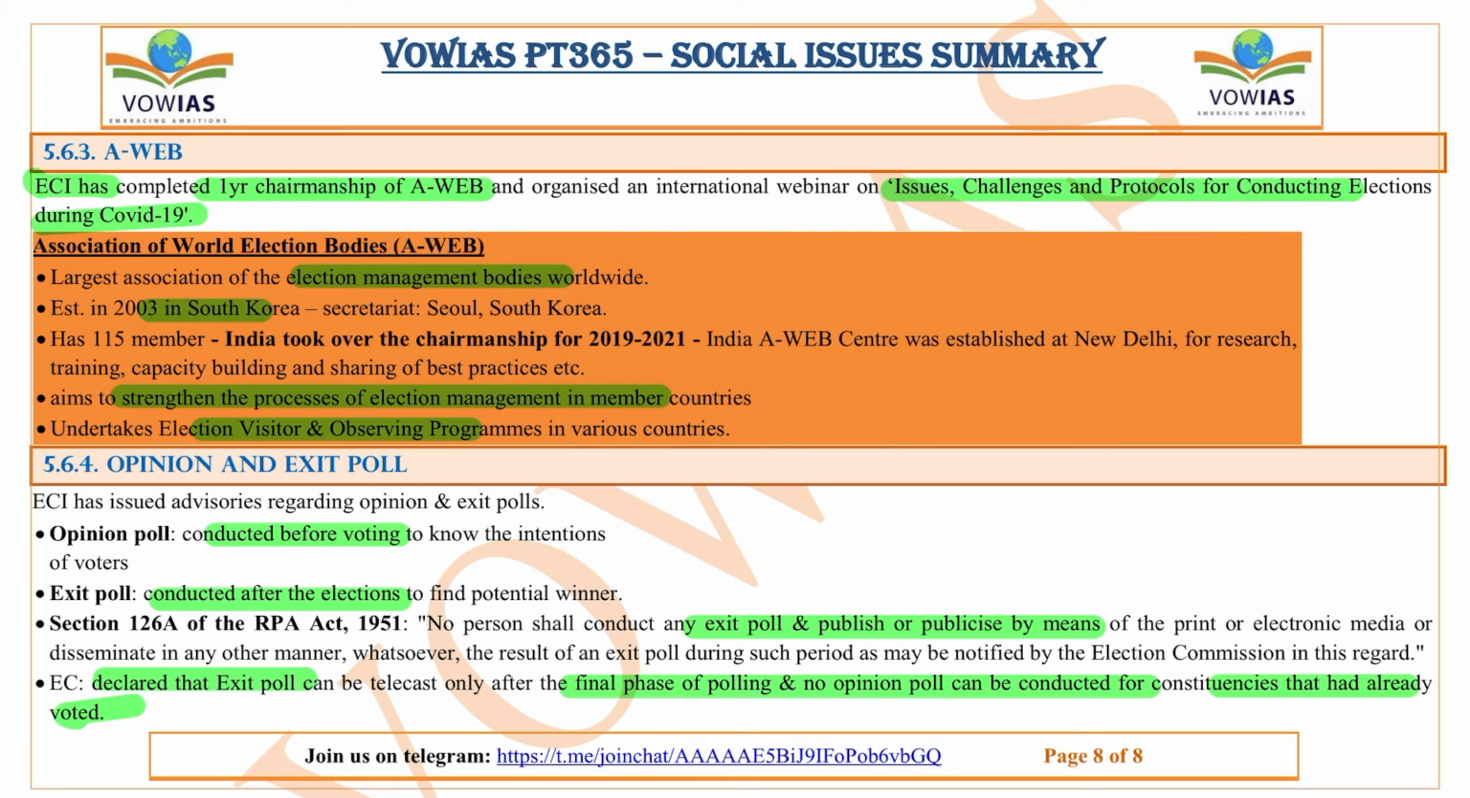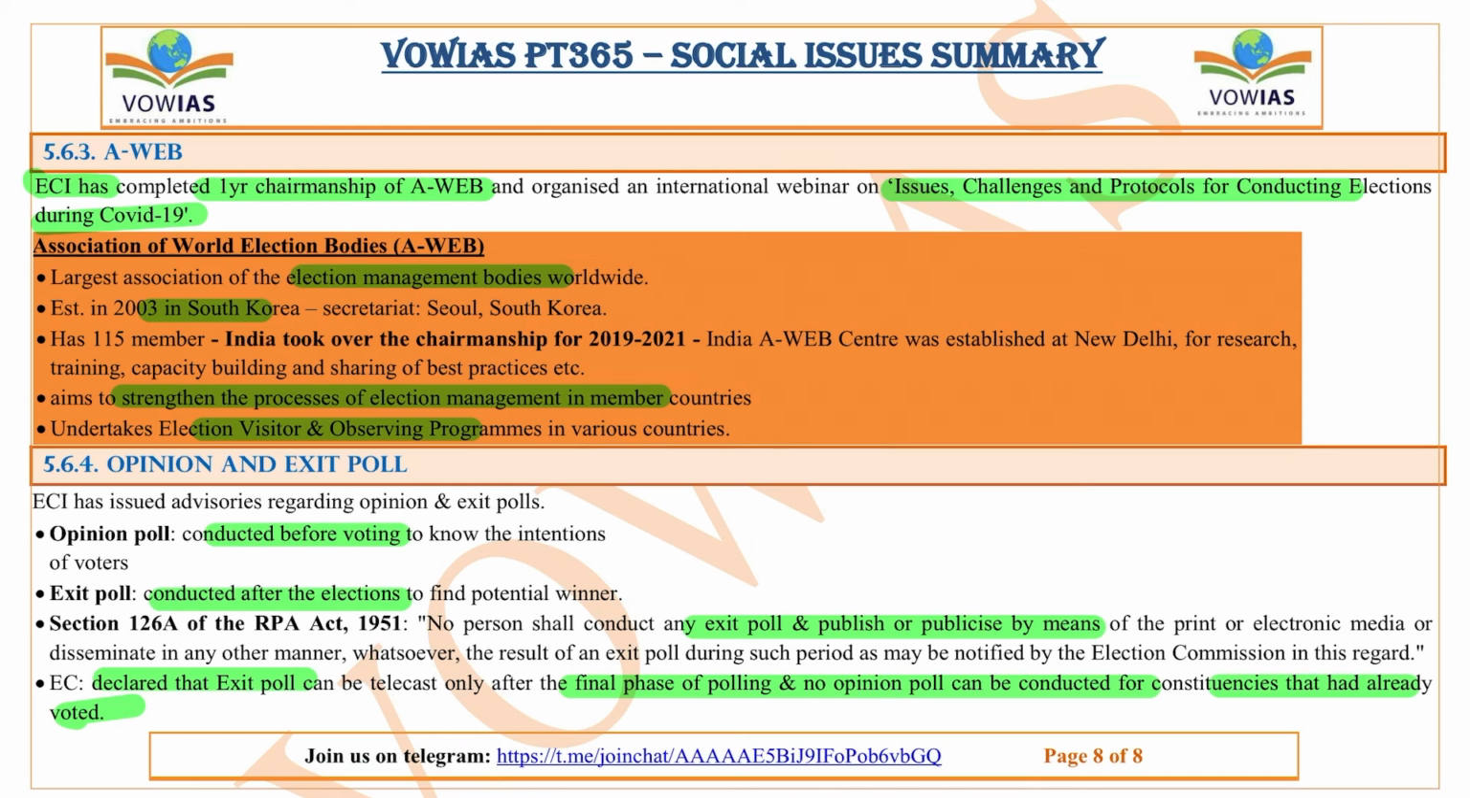AWEB is basically the largest association of election management bodies worldwide. It was established in 2003 in South Korea, and the secretariat is in Seoul, South Korea. It has 115 members, and India took over the chairmanship for 2019-21. The AWEB Centre was established at Delhi for training and capacity building, and sharing best practices. It aims to strengthen the process of election management in the member countries, and it undertakes election visitor and observer programs in various countries.